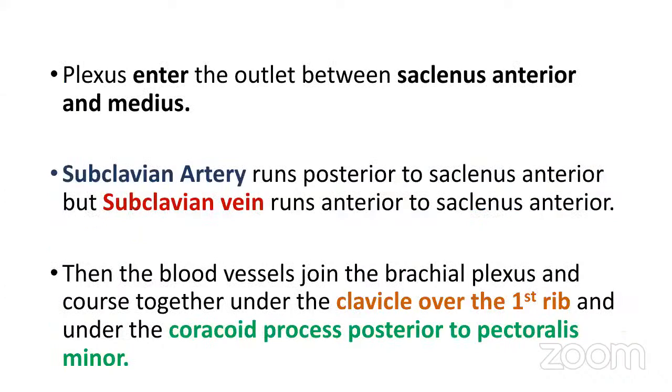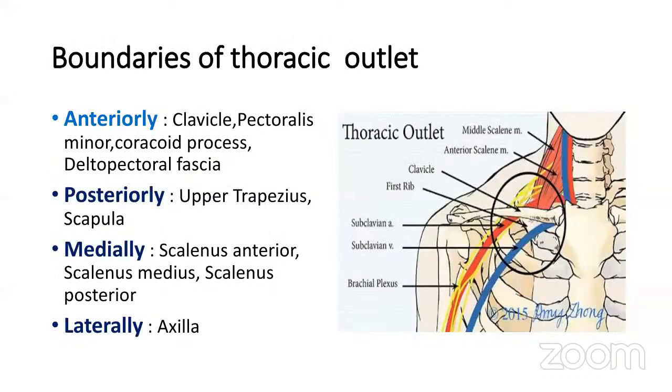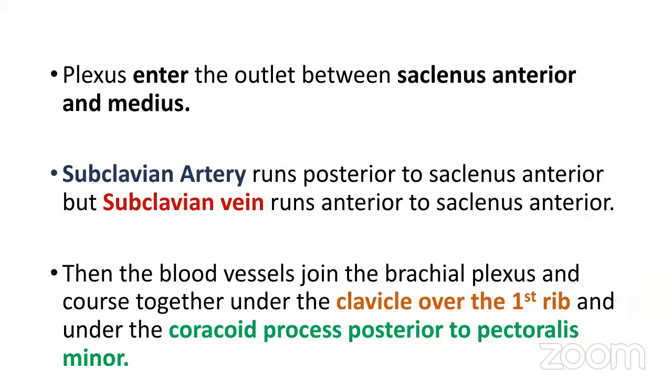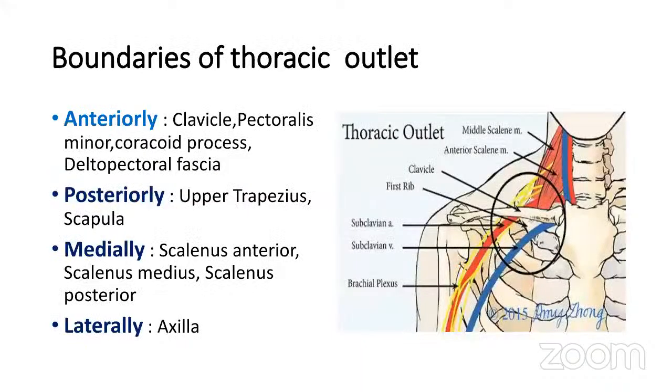Now relations. The plexus enters the outlet between the scalenus anterior and medius muscle. Subclavian artery runs posterior to scalenus anterior muscle, but subclavian vein runs anterior to scalenus anterior muscle. You can see here that the artery runs posterior to the scalenus anterior, but the subclavian vein runs anterior to it.